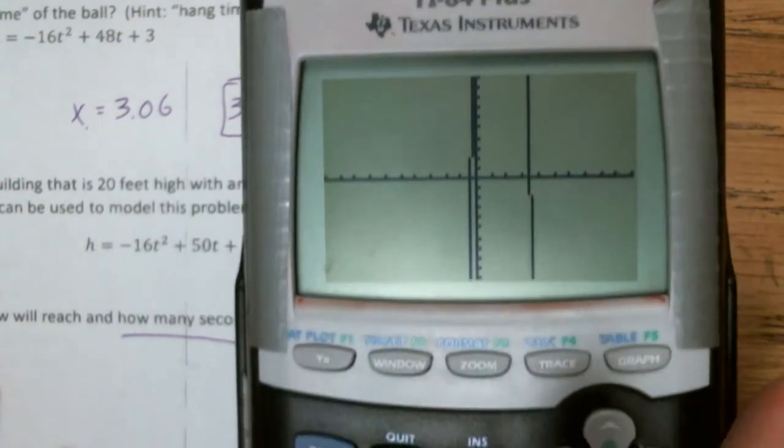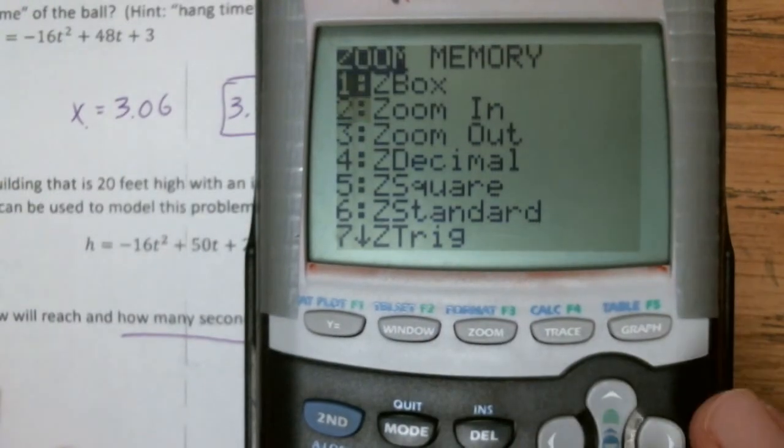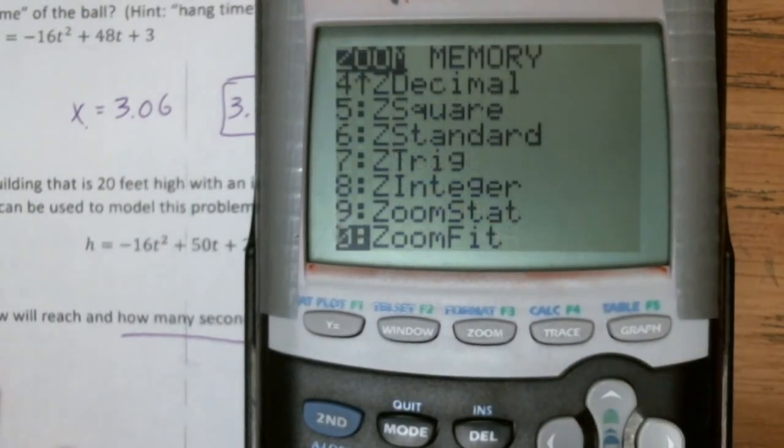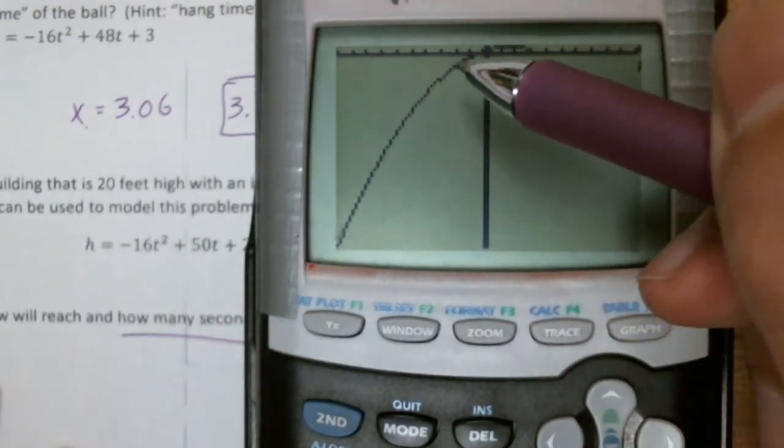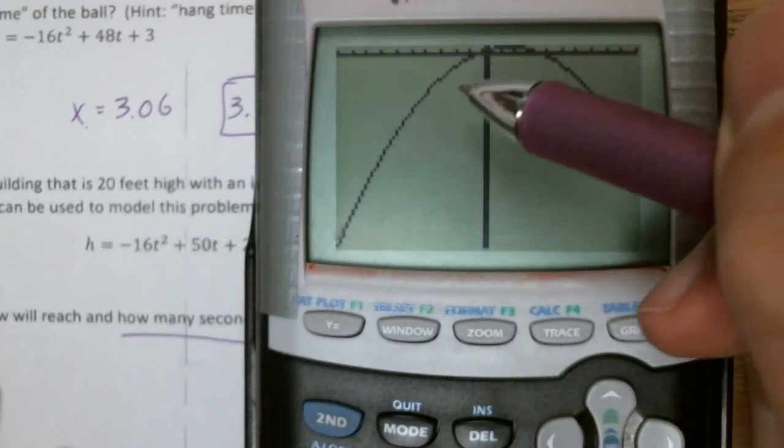So we can use the little zoom trick. Zoom 0 or zoom fit. If you scroll down to 0, zoom fit. So just scroll down and press enter, or just press zoom 0. And miraculously, your calculator will zoom right in on that nice pretty vertex.